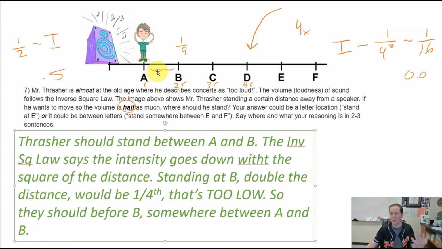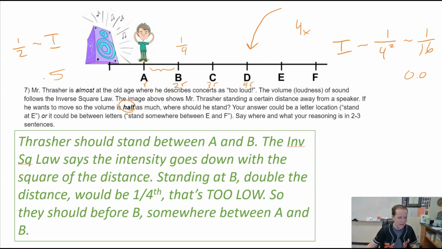Or maybe you said, oh, some students did a square root. You didn't necessarily have to do that, but that's possible. But some reasoning why they're standing where they're standing. Again, I gave an answer to the question. I proved what the inverse square law was, and then I applied it a little bit. That would be a 4-level answer.